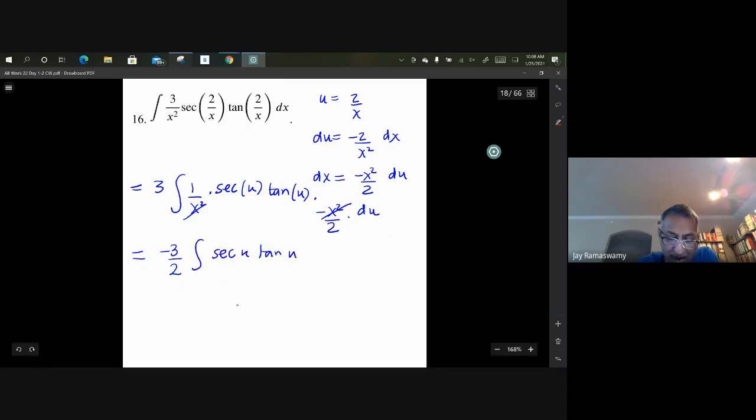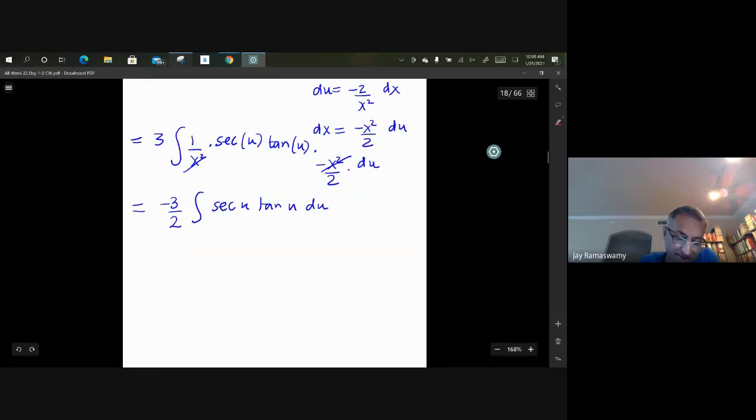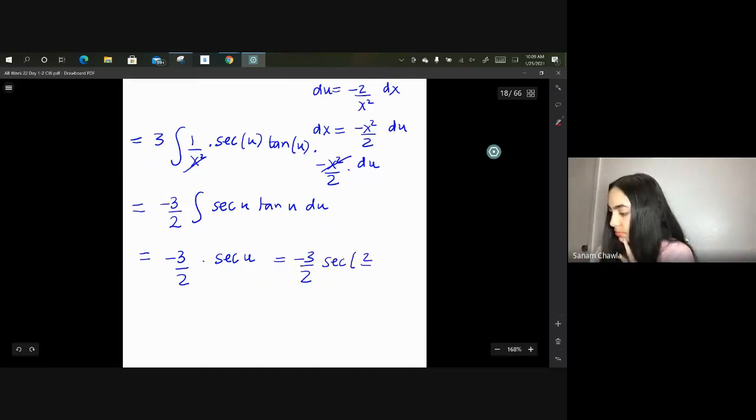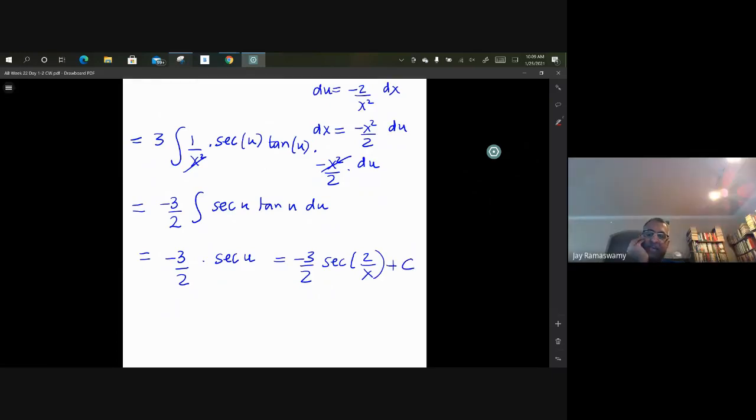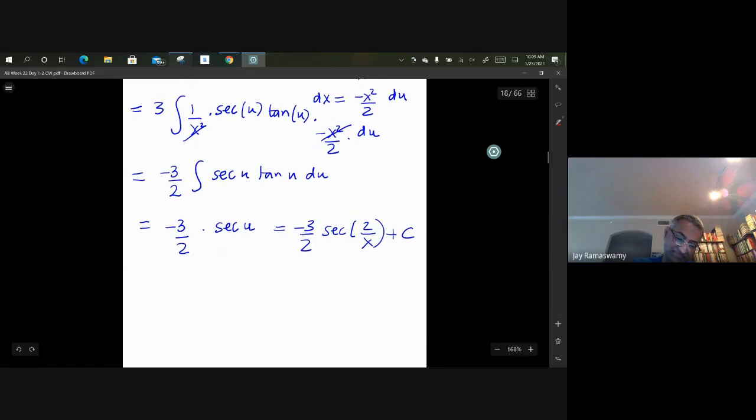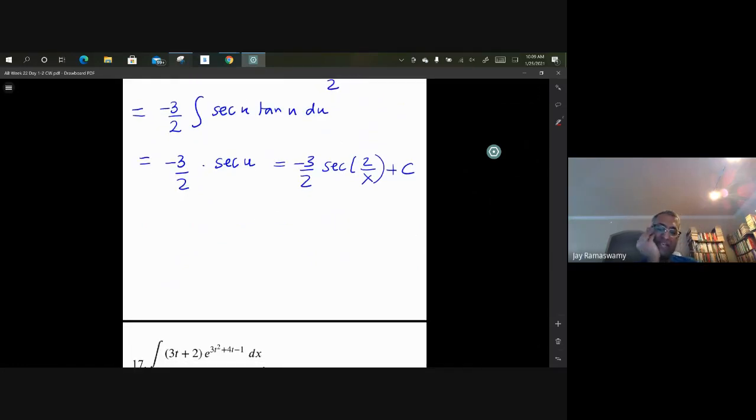Let's wrap it up. Look down, du. Do not forget the du operator. Those of you wrapping it up, what's the integral of secant u tan u? Secant u. So, absolute last step: what is u after all? 2 over x. Plus c. Check if you got this all by yourselves, pretty much, for the most part. Okay, any questions? Ask me now.